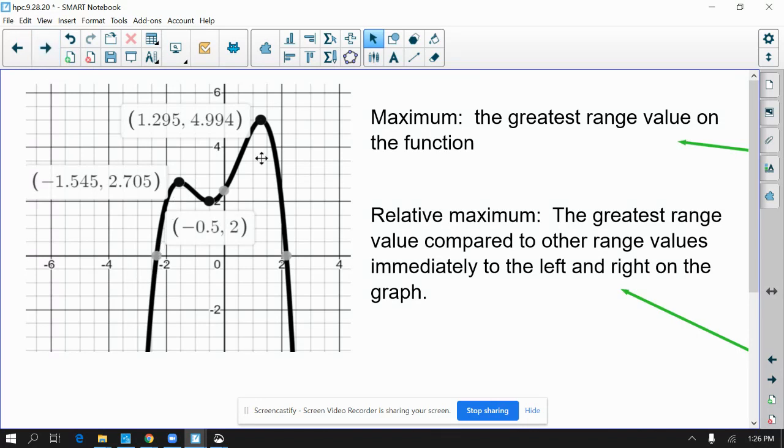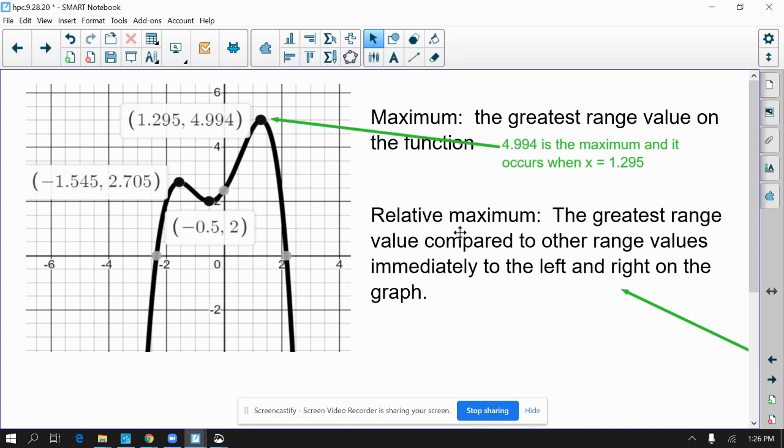Here's our lovely graph again. Maximums and minimums. So the maximum of a function is the greatest range value. And this one has a greatest range value right there, 4.994. That is the greatest range value. So that's the maximum of this function. There is no y value greater than 4.994. And that occurs when x is 1.295.